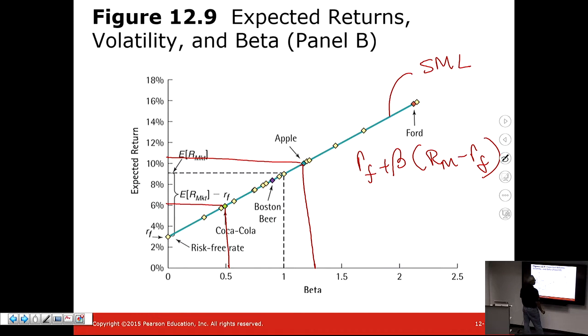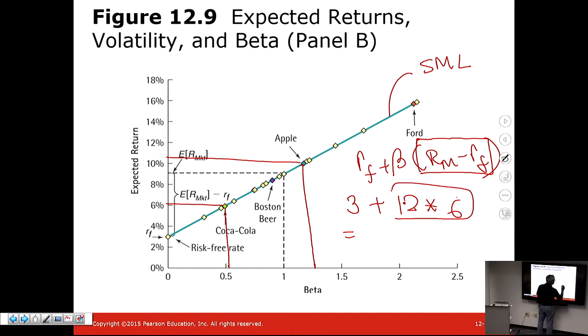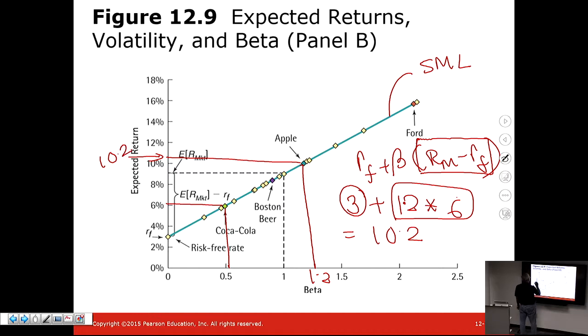So assume that the risk-free return is 3%, and assume that Rm minus Rf is 6%, and assume that beta for Apple is 1.2, then what does it say? This is 7.2 plus 3, which is 10.2. That's what it says. If beta for Apple is 1.2, its expected return would be 10.2%.